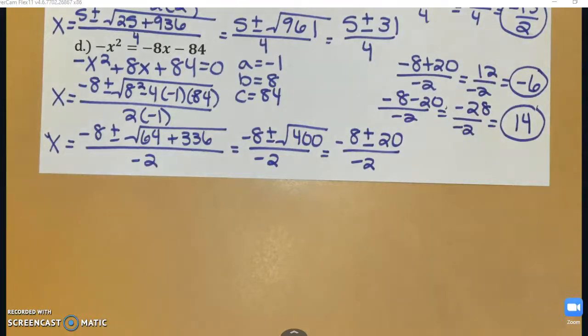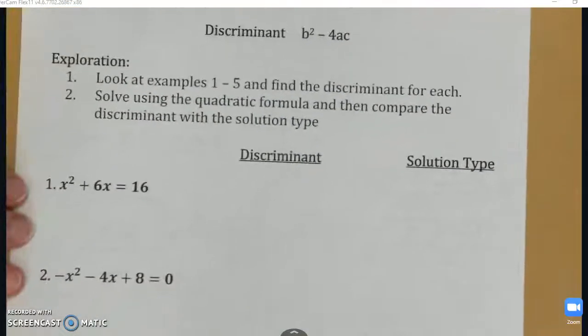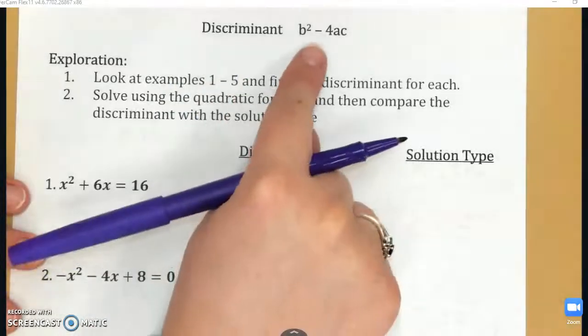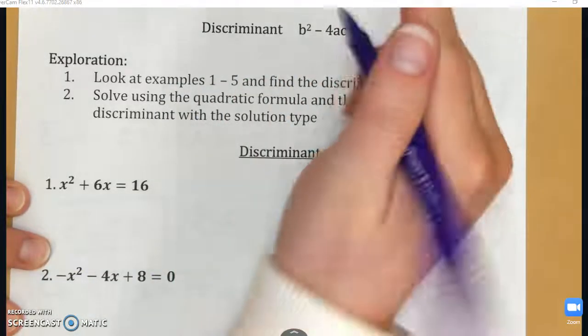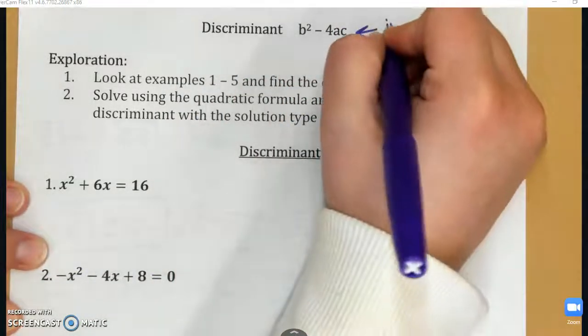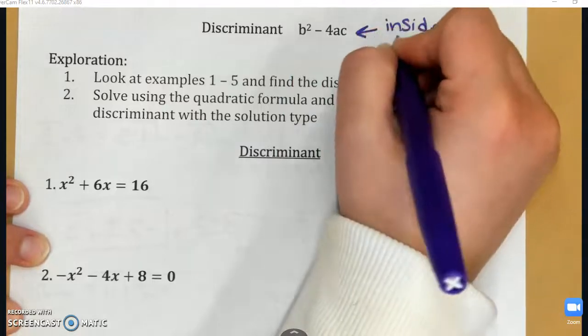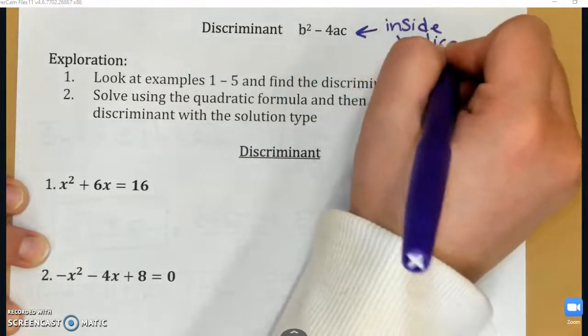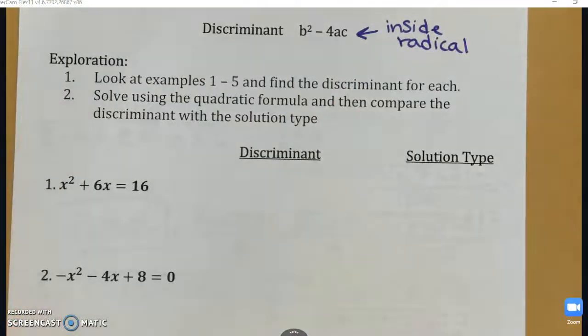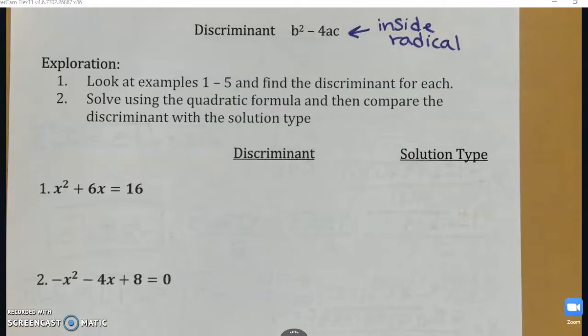Okay. All right, so that is solving our solutions. The next thing we're going to talk about is our discriminant. The discriminant is b squared minus 4ac. That's the part that is inside the radical in our quadratic formula. And our discriminant can actually give us a glimpse as to what type of solution we're going to get from a quadratic. So we're going to do kind of a discovery activity next.